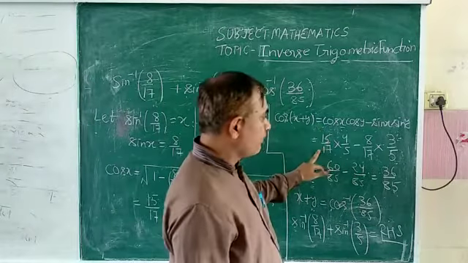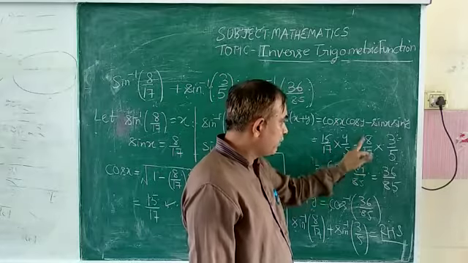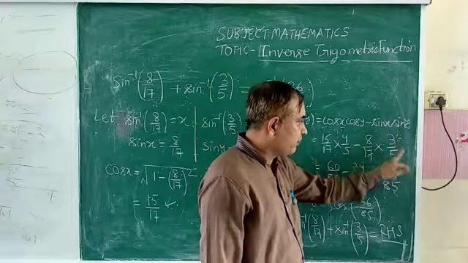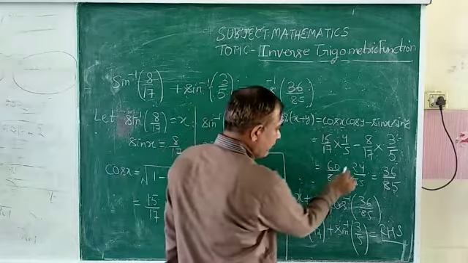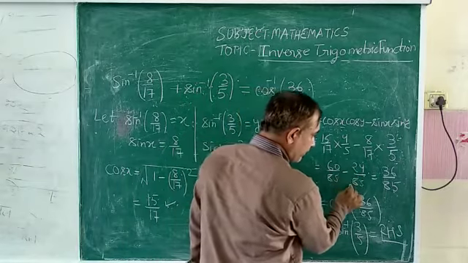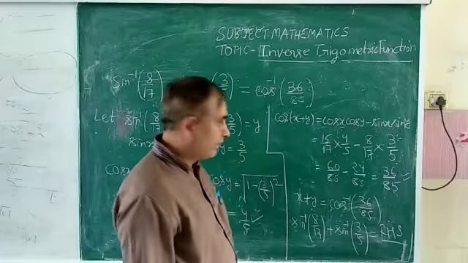We get 15/17 multiplied by 4/5 minus 8/17 multiplied by 3/5. If we calculate it, we get 60/85 minus 24/85. And on solving, we get 36/85.